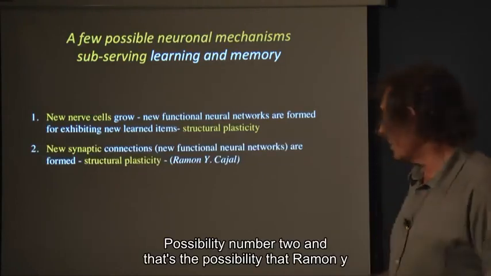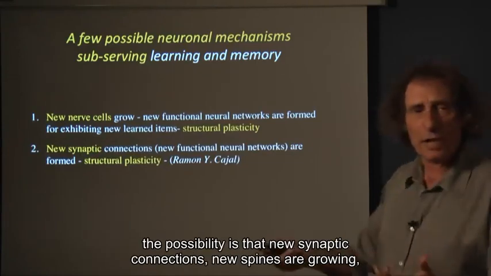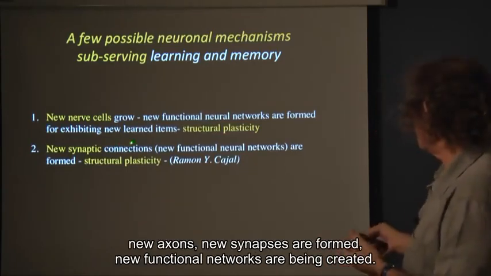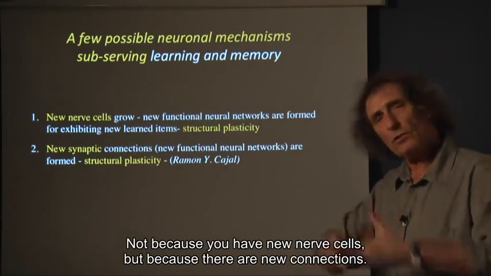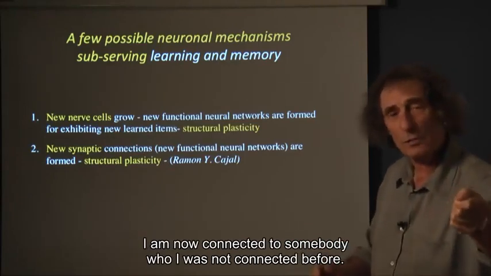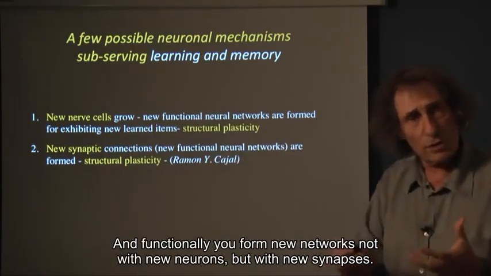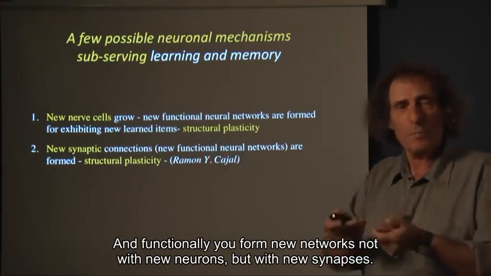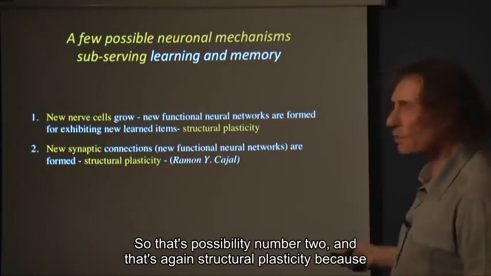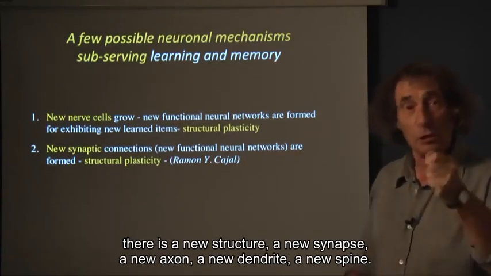Possibility number two, and that's the possibility that Ramon y Cajal mentioned, but of course he didn't speak about synapses, is that new synaptic connections, new spines are growing, new axons, new synapses are formed, new functional networks are being created, not because you have new nerve cells, but because there are new connections. So I'm now connected to somebody who I was not connected before. He is connected to somebody else. Just because he forms new synapses, and functionally you form new networks, not with new neurons, but with new synapses. So that's possibility number two, and that's again structural plasticity, because there is a new structure, a new synapse, a new axon, a new dendrite, a new spine.